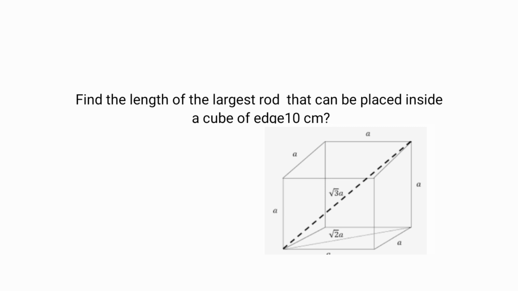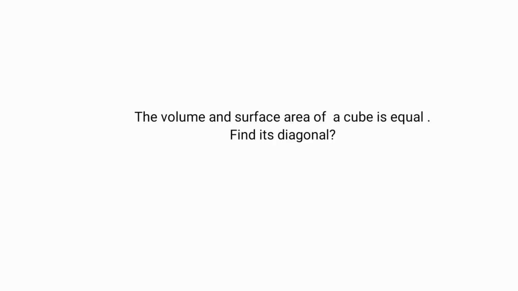We know that the largest rod that can be kept inside a cube will have a length equal to the diagonal of the cube. And the diagonal of the cube is root 3a. So the answer will be root 3 into a, where a is 10 in this question. So the length of the largest rod that can be placed inside the cube is 10 root 3 centimeter. Now let's move on to the next question.